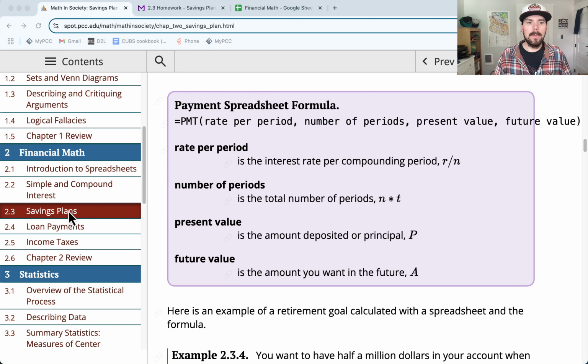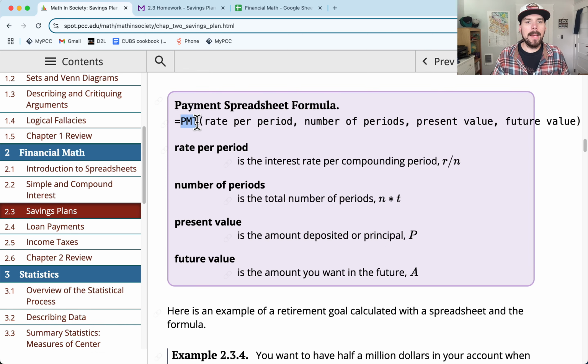Whereas in a loan payment plan, could be a car loan or an amortization schedule for a mortgage, there you start with a value, you're paying it down, but interest is bringing it back up. So there's kind of a fight that you have going on there. We'll start with savings plans. That's kind of the simpler option.